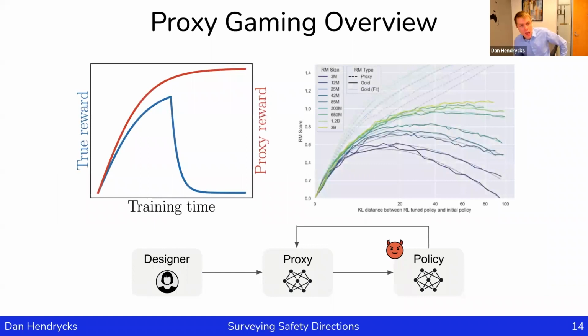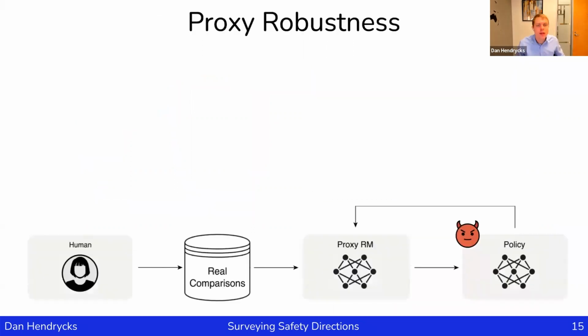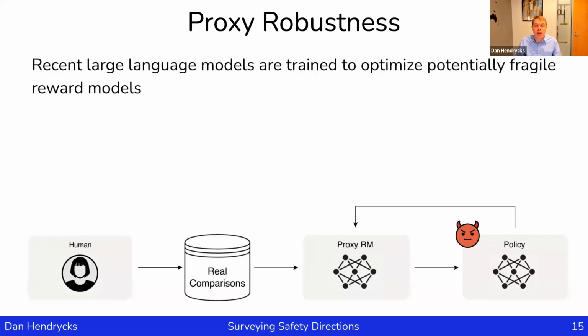An example of this is if we have a true reward, and the model, say a chatbot, is optimizing the proxy, but then across time, the actual reward, the thing that we wanted, and the proxy end up coming apart. Here's an example. At the left is a schematic example, and at the right is an example with a chatbot. Recent language models are trained to optimize potentially fragile reward models. At the bottom is a schematic where there's a human. They give real comparisons where they say this behavior is preferable to this behavior. And from those comparisons, a proxy reward model, the RM there, is trained. The policy then optimizes that. And that's how models such as ChatGPT are trained.